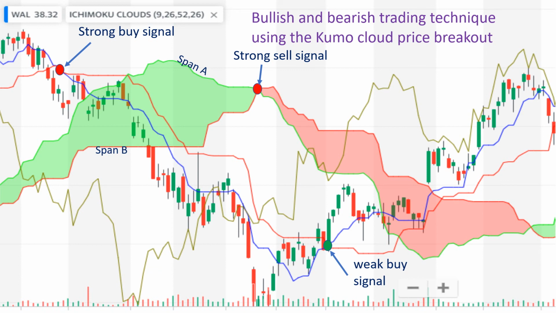When the span A crosses the span B while going downward and the crossover is above the price trend, it generates a strong sell signal. When the price enters the Kumo cloud and exits the upper band while going upward, it generates a bullish signal. When the price trend enters the Kumo cloud and exits the lower band while going downward, it generates a bearish signal.